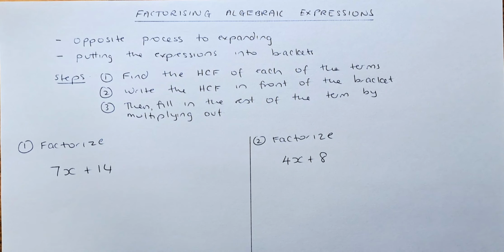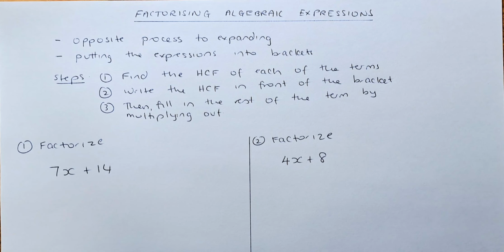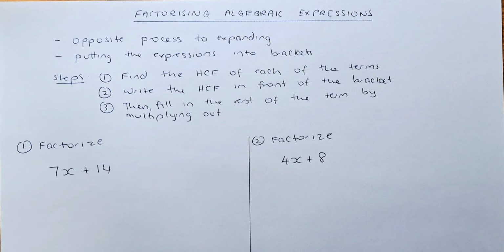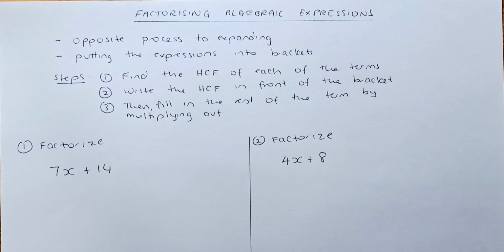The step is you need to find the highest common factor of each of the terms, especially the numbers. Write the highest common factor in front of the bracket and then fill the rest of the terms by multiplying them out. So let's look at some examples.